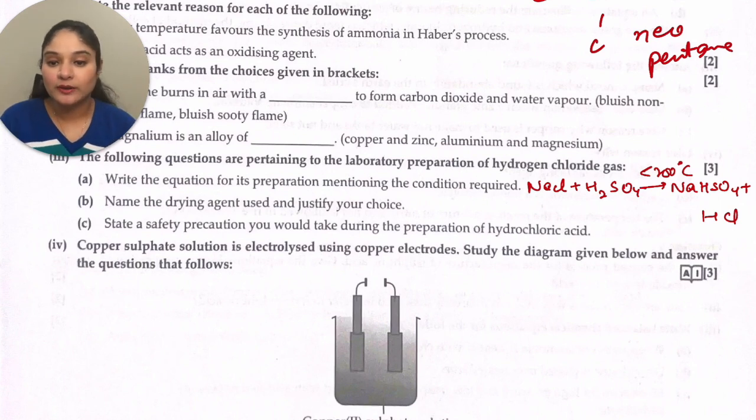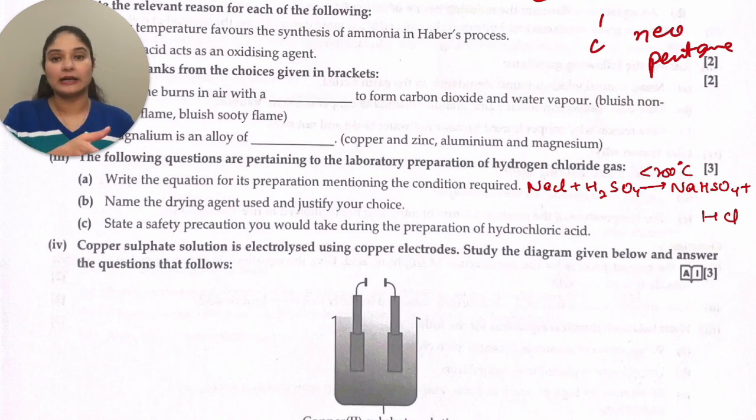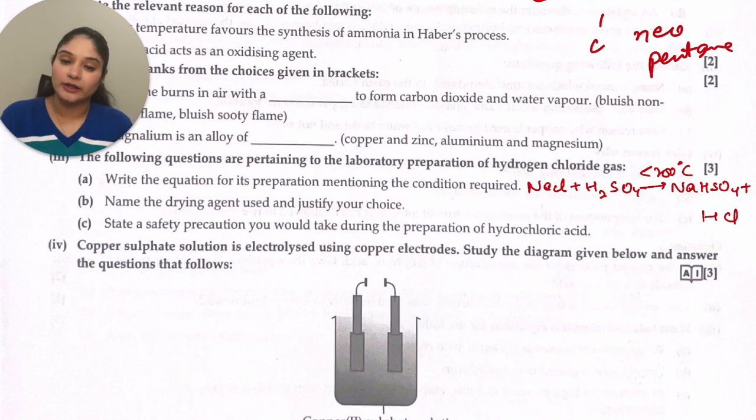Let's move to the next one. Name the drying agent used and justify your choice. The drying agent we use for production of HCl is concentrated sulfuric acid, and the reason for that is that concentrated sulfuric acid has great affinity for water, so it easily absorbs any extra moisture or water, and therefore it is a very good drying agent.